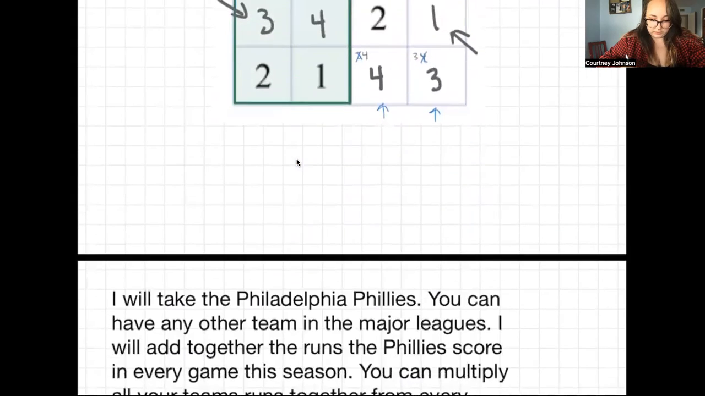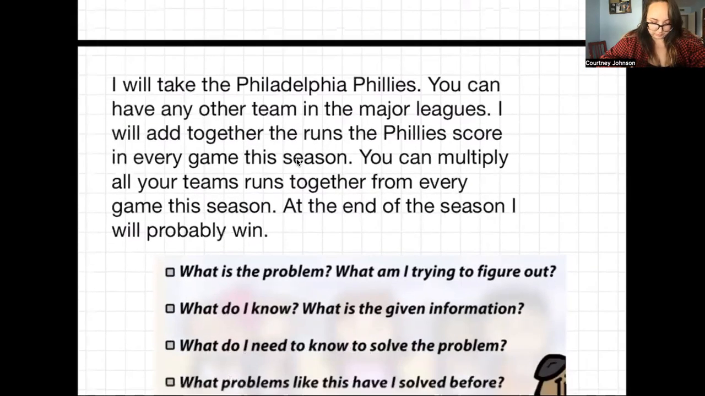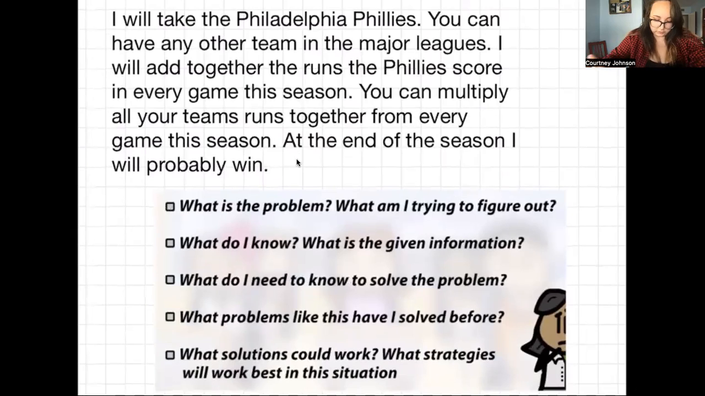Moving on, we have our actual problem. And I want you to remember these critical thinking questions as you go through these. What is the problem? What am I trying to figure out? What do I need to know to solve the problem? And what problems like this have I solved before? Can you think of any? What solutions could work and what strategies will work best?